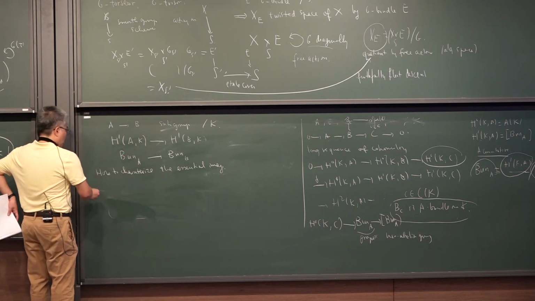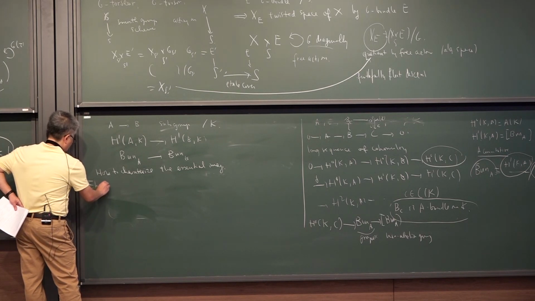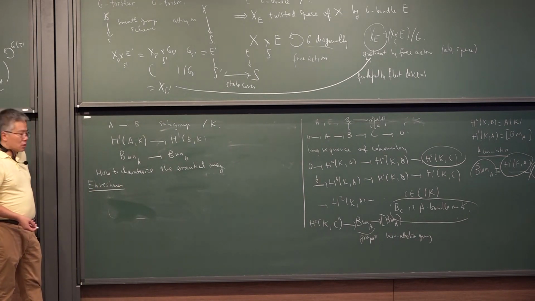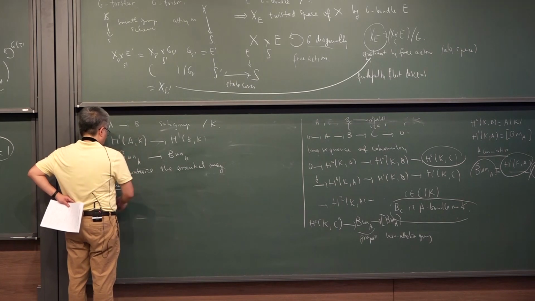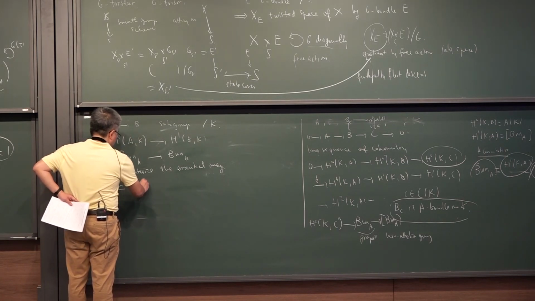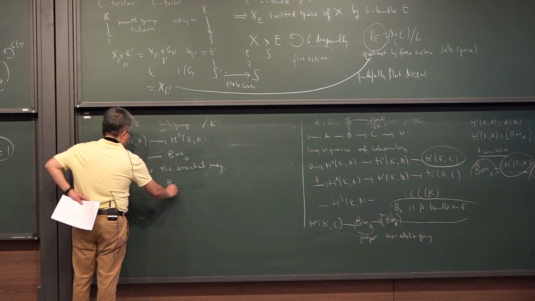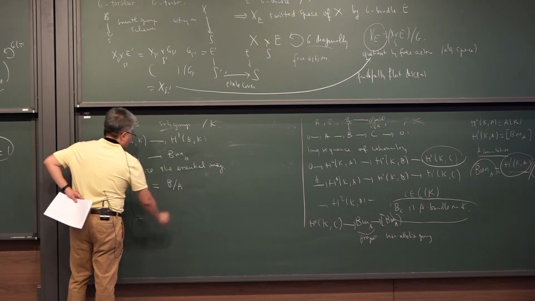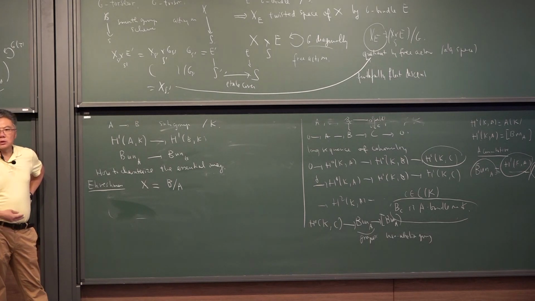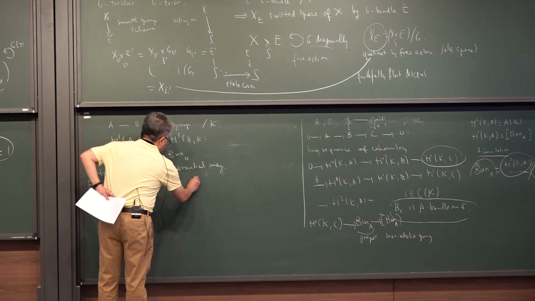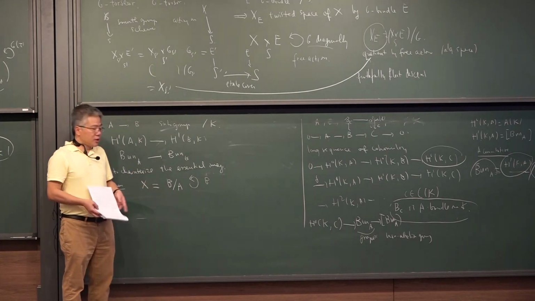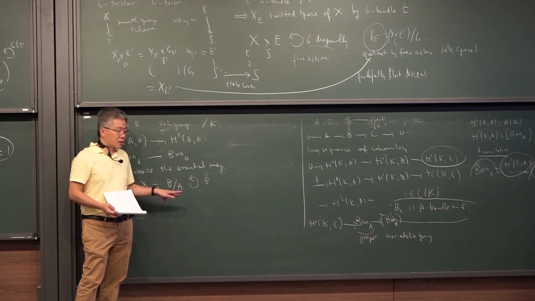And here is the old theorem of Hitchin, formulated very nicely with the group. So we look at the space X equal to B mod A, the quotient. This is a scheme in many cases, which is acted on by B on the left. So this is not a group, it's just a space.